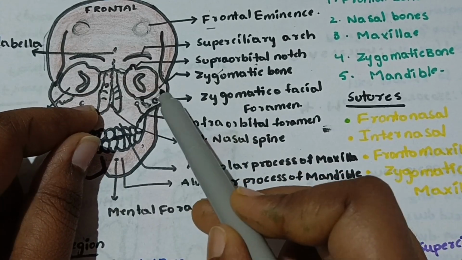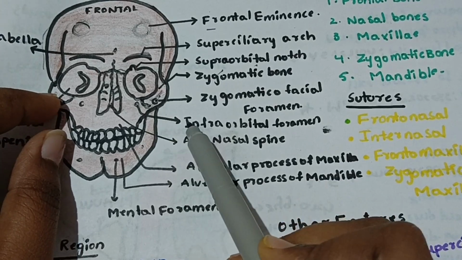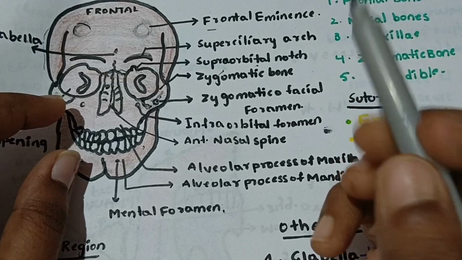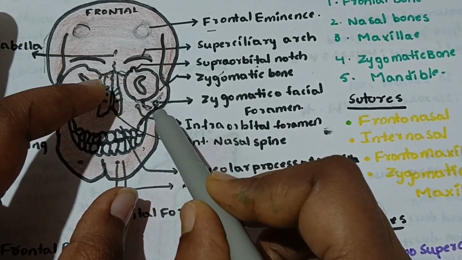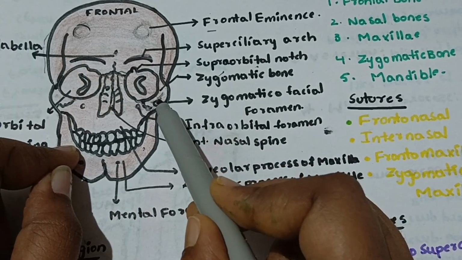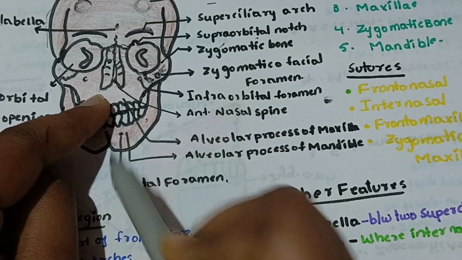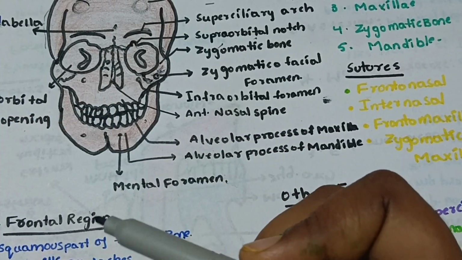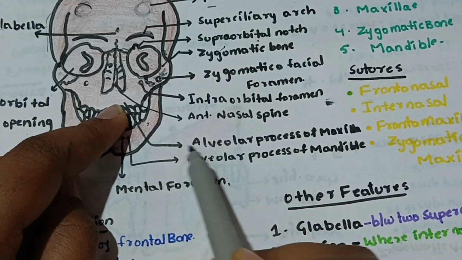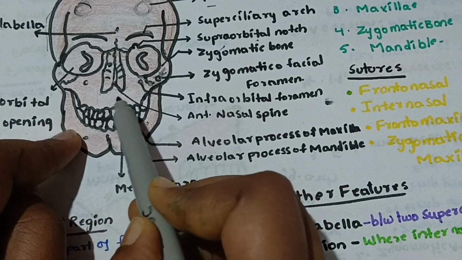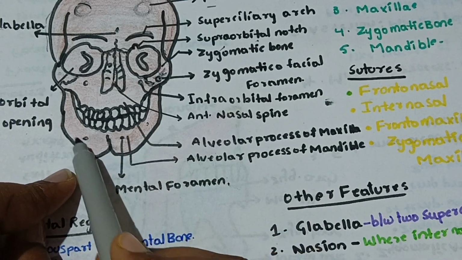And the zygomatic bone, as I said. And the infraorbital foramen. There is the supraorbital foramen and the infraorbital foramen. And here we have the zygomaticofacial foramen. And we have the anterior nasal spine. There is another spine, which is the posterior nasal spine. And the alveolar process of the maxilla. And this is the alveolar process of the mandible.